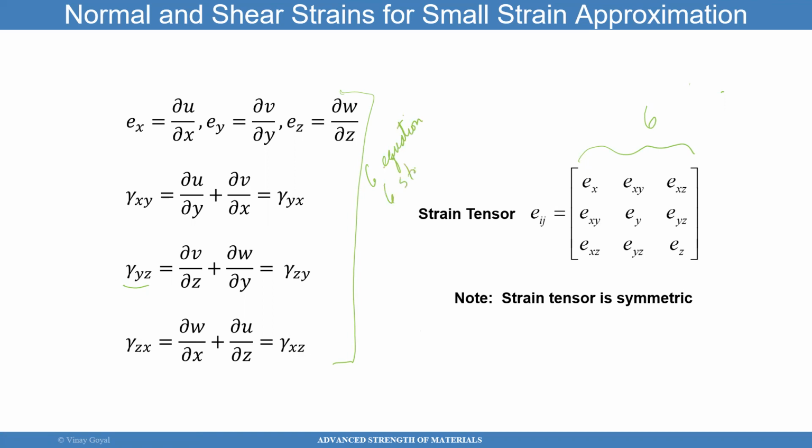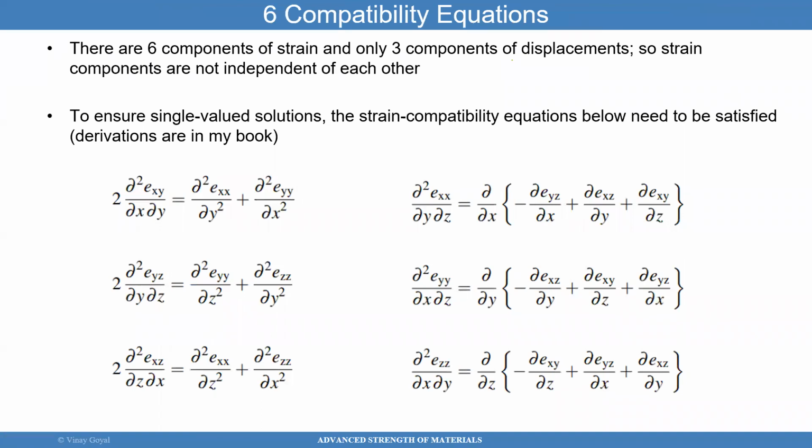6 strains and 3 deflections. They're all unknown. So therefore, we need something called the compatibility equations, which I'm not going to go into details because I explained the derivations in my book.